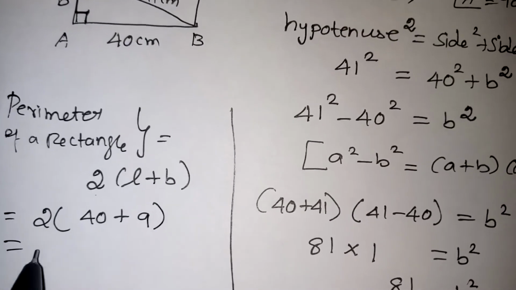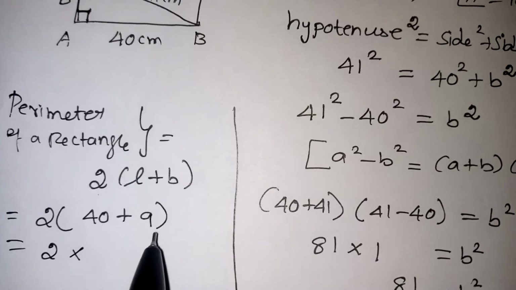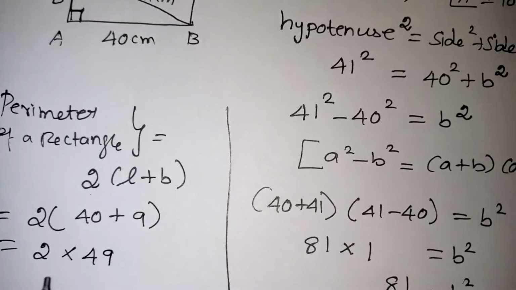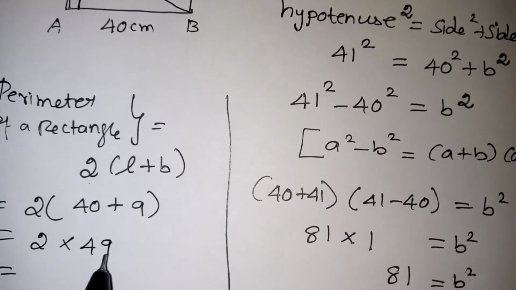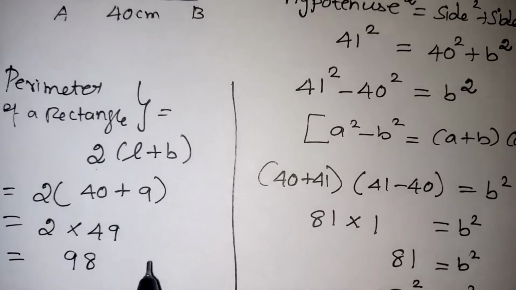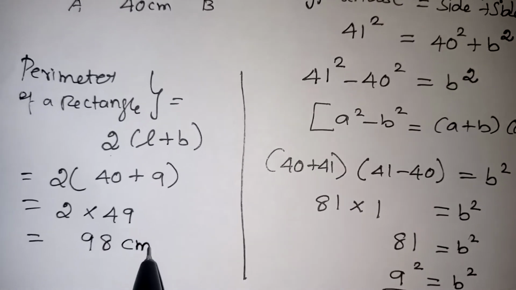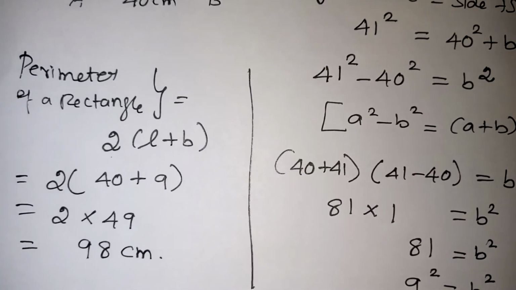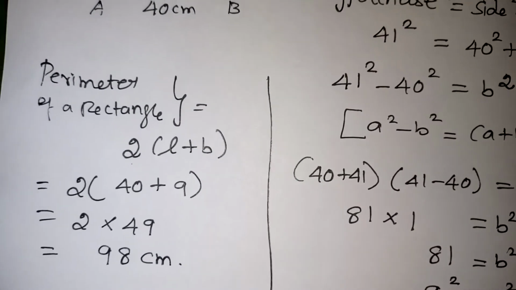Now we have to do the simplification. 2 into 40 plus 9 will give you 49. So we have to multiply. 9 2s are 18, balance 1, 4 2s are 8 plus 1, 9. So 98 centimeter will be the perimeter of the given rectangle. That is our correct answer.